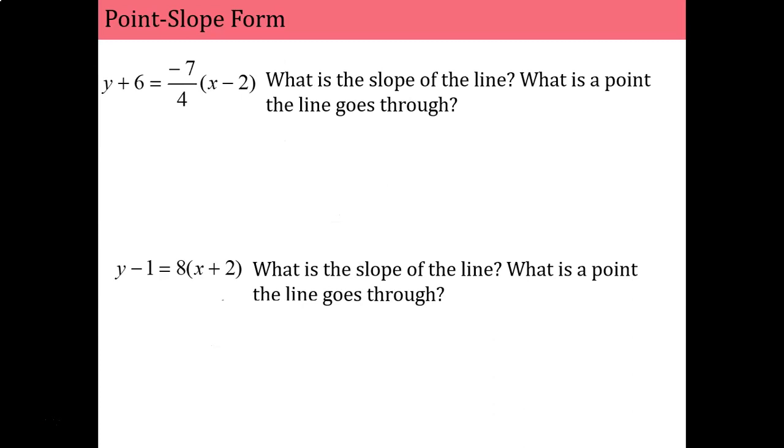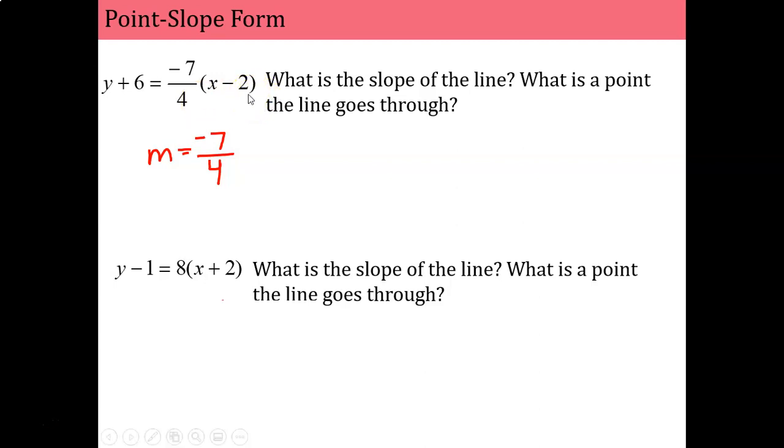On this slide, we're doing the opposite of what we just did. I'm now giving you the equation of a line in point slope form, and I want you to tell me the slope and a point we know the line goes through. The slope is easy, right? We're always just looking at this coefficient right here for the slope. So the slope is -7/4. It's finding a point that the line goes through that's more difficult.